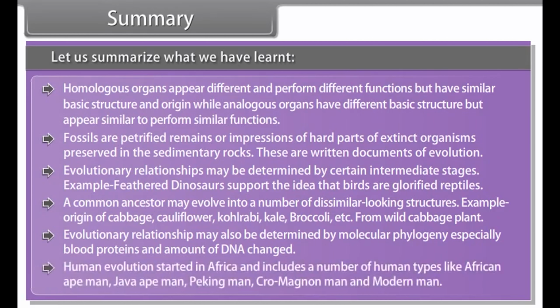Human evolution started in Africa and includes a number of human types like African ape man, Java ape man, Peking man, Cro-Magnon man, and modern man.